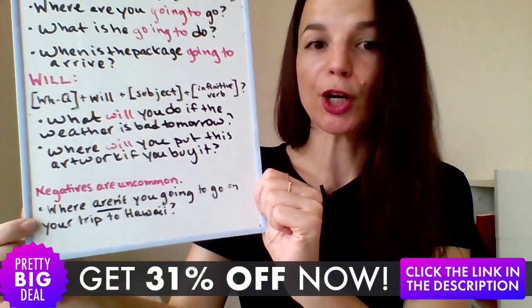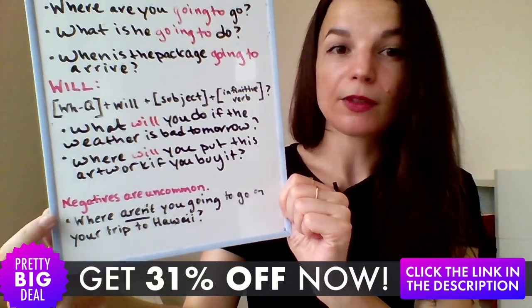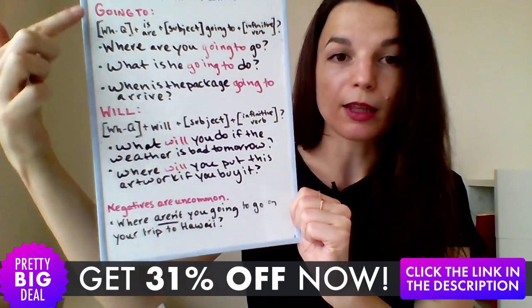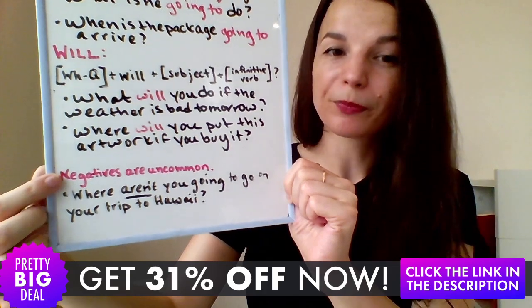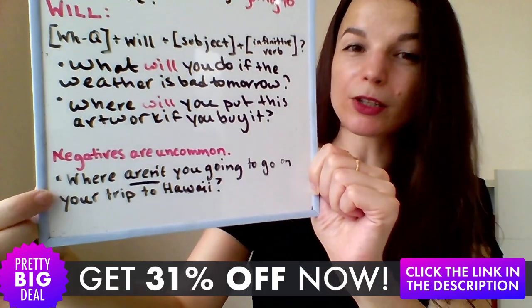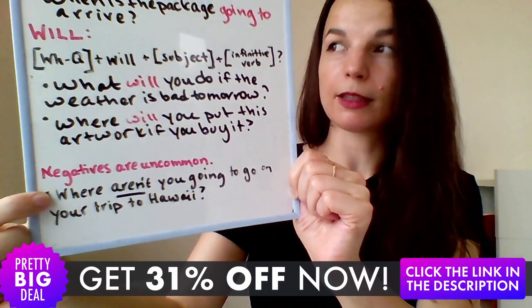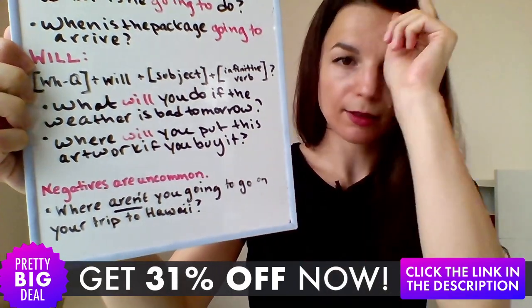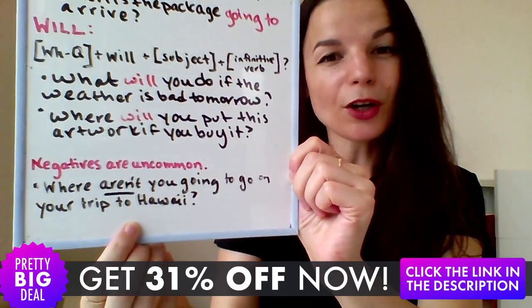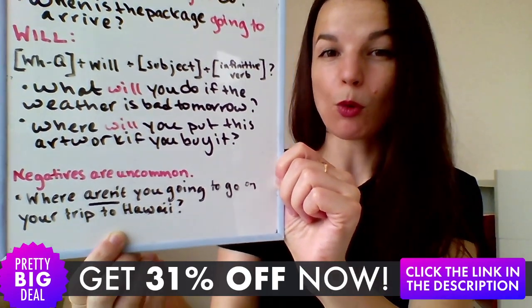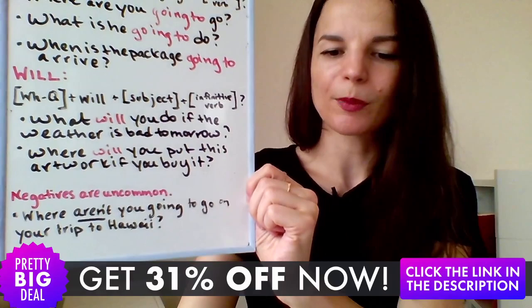Last point here in part 2 is about negatives, negative sentence patterns with these. We can make them, but they're not so common. For example, you might hear something like this among native speakers who are close friends. They might use a pattern like this. Where aren't you going on your trip to Hawaii?